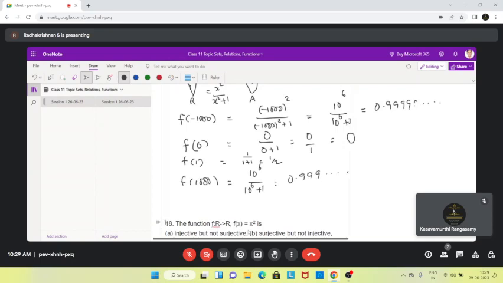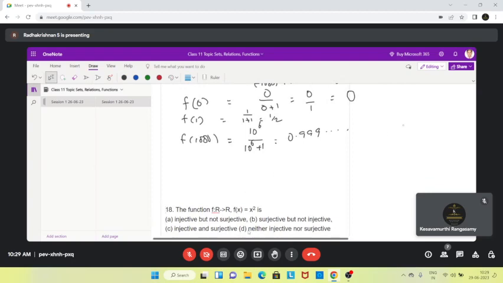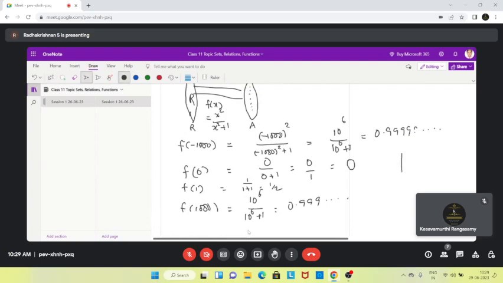That means this function looks like this. Let's draw it on the side. When x is large negative, it is somewhere here, close to 1 (this is your 1), but not touching 1. Then it becomes 0 here, at 0, and then it again increases. Pardon my drawing. It goes on like this.